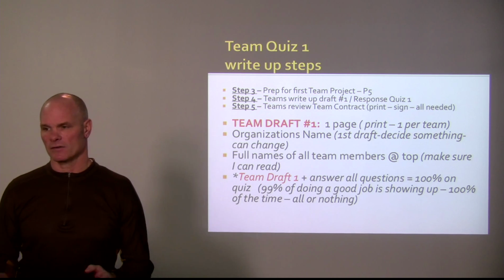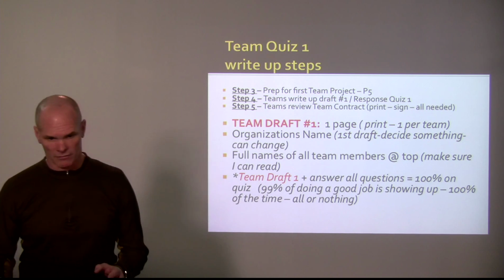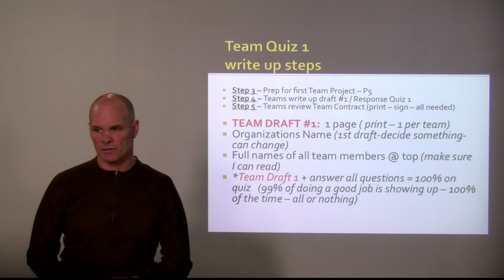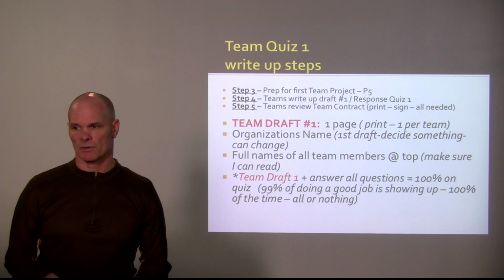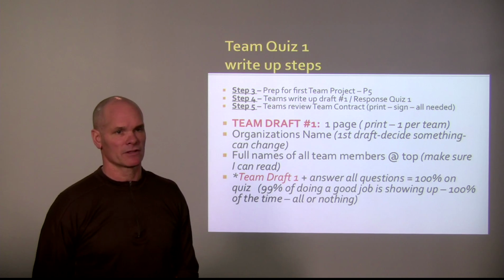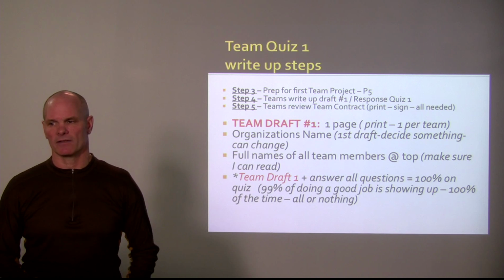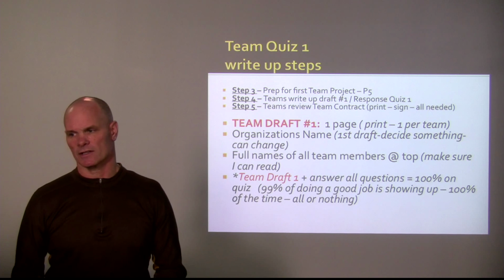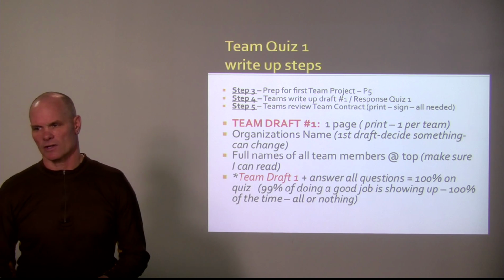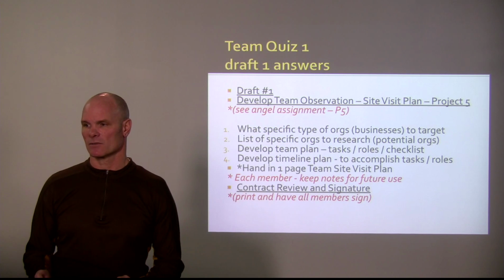You'll write up the draft to the response quiz. Again, if it's done correctly, and if you're involved with it, then you get the 100%. If you're not, it's 0, so it's all or nothing, but it's pretty easy. Make sure to put your organization's name at the top of this. You can decide on something, obviously it can change, so just get something down for now. Make sure you've got full names of your team members, not just first and last, please. And then answer all the questions. Just do a good job. Cross your T's and dot your I's. Should be pretty simple.